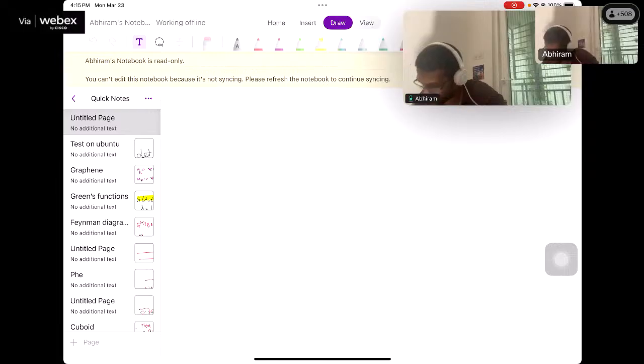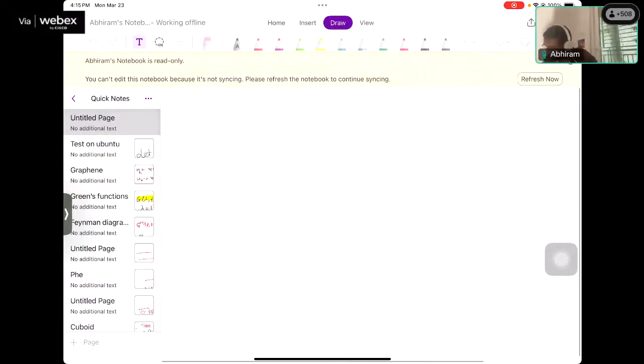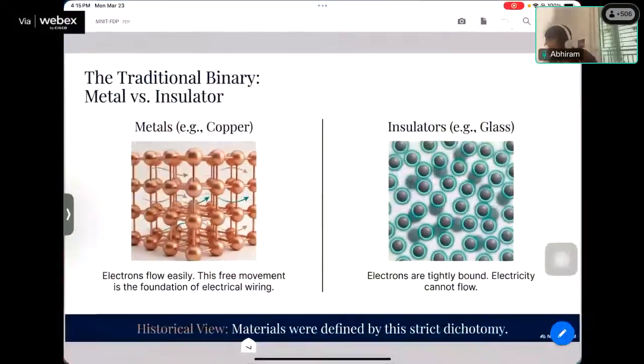I'm trying to draw. I have used this earlier, but I'm not able to. Okay, so let me go back to the slides.